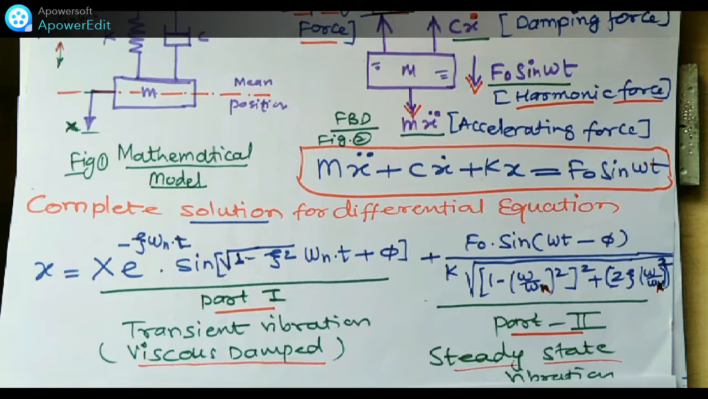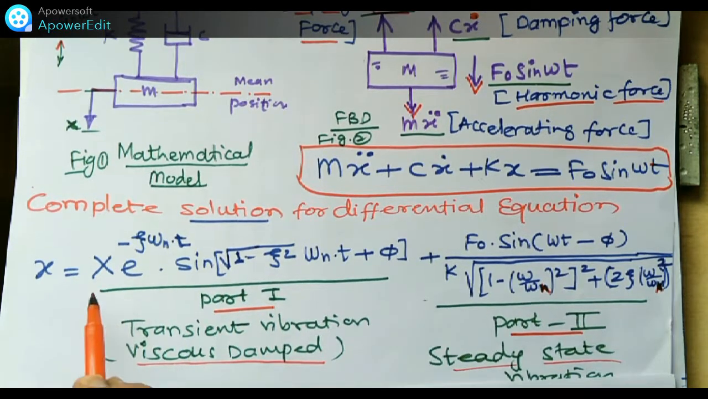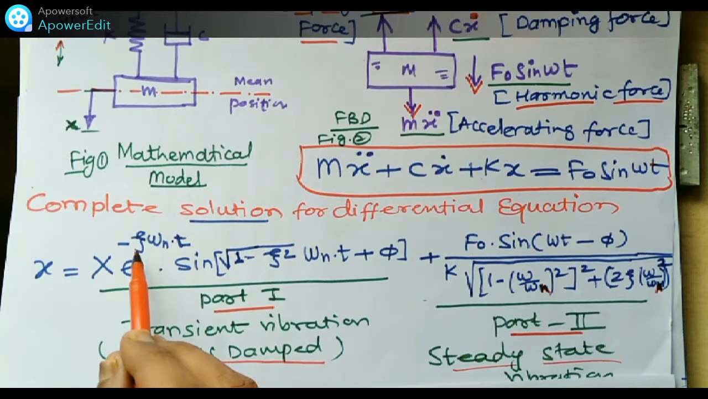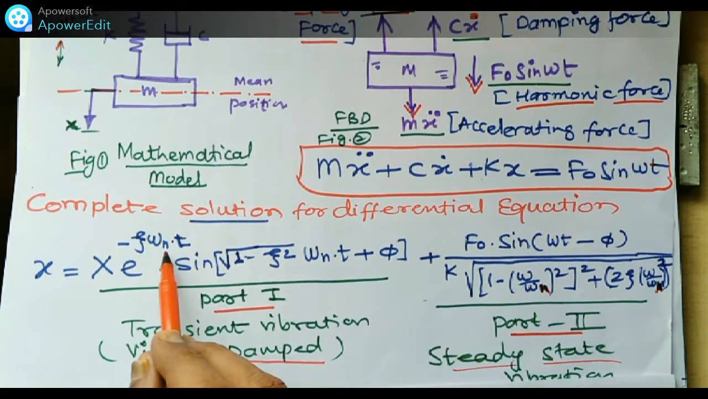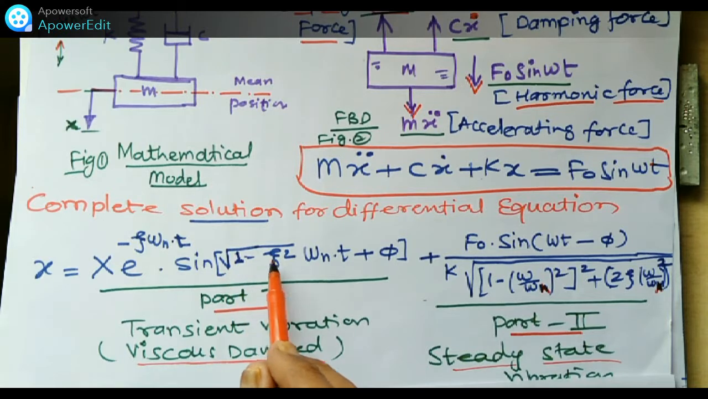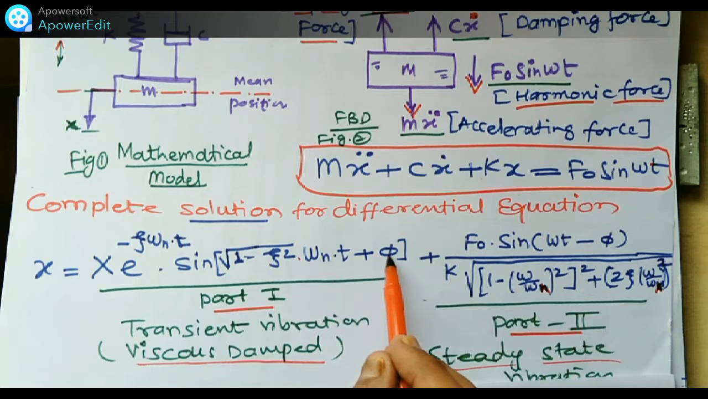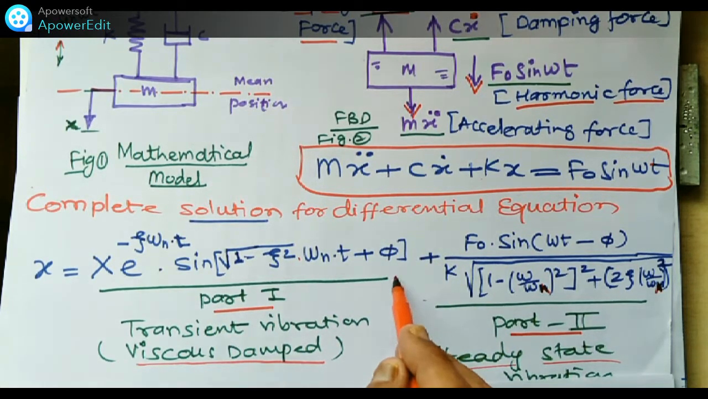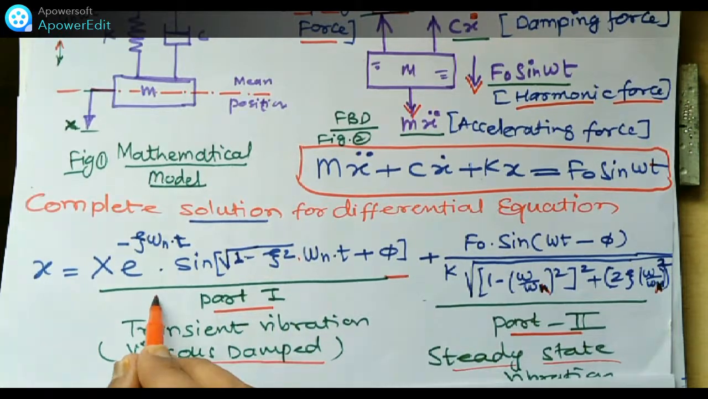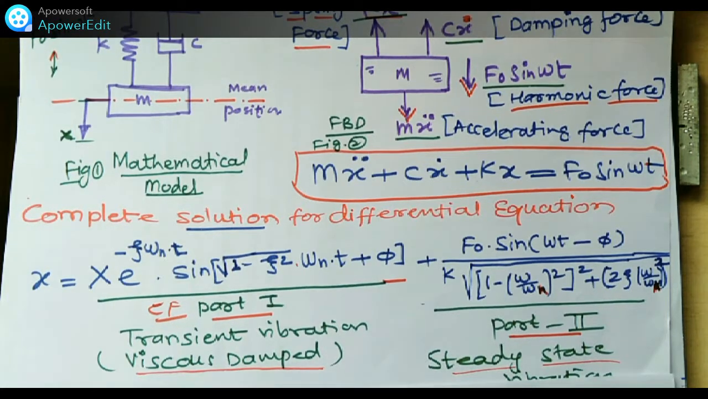We have already derived this equation for the linear viscous damping system, and you can watch it in the damped vibration video. X is the amplitude, e to the power minus zeta omega n t, where zeta is the damping factor and omega n is the natural frequency, into sin of the square root of 1 minus zeta square, into omega n t plus phi. Up to this is part 1, the complementary function, CF, and the rest is the PI, the particular integral.